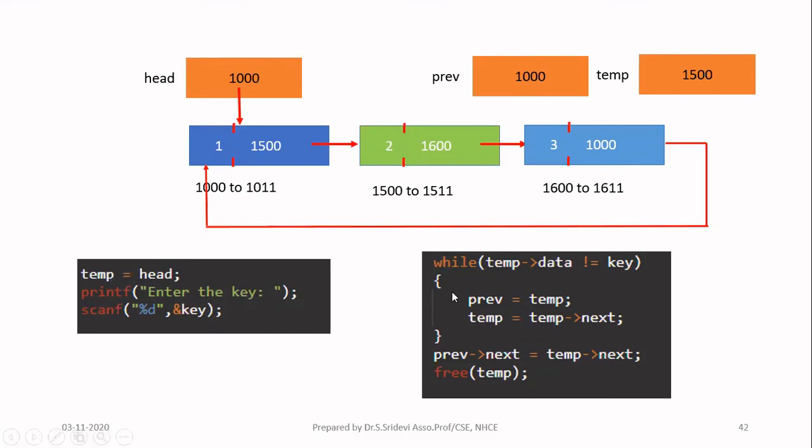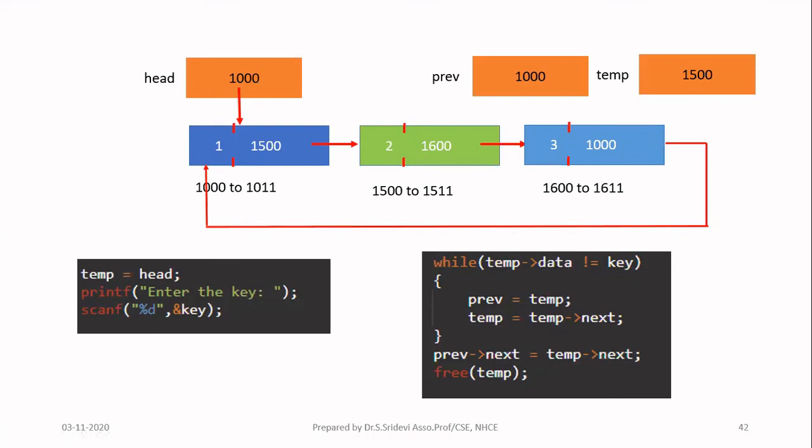Okay, so now what is my condition here? Check the condition. You are now going to check the data. You are not going to check the pointer. You are going to check the data. So I am writing temp arrow data is not equal to key, because when it is not equal to key, I have to continue. If it is key, I can come outside the loop. So if temp arrow data is not equal to key, you have to continue.